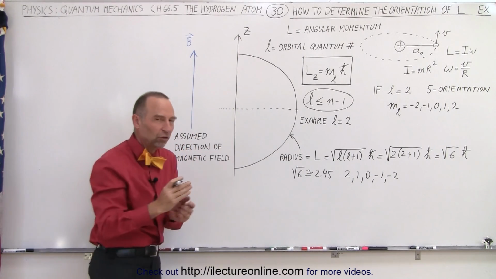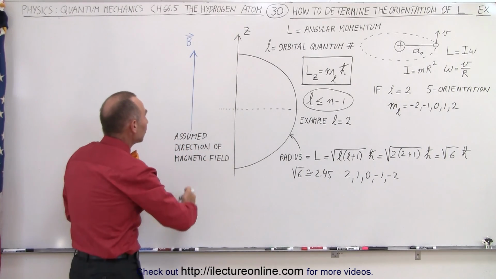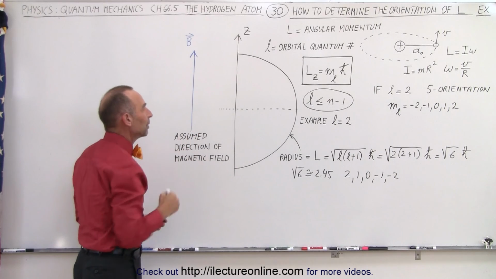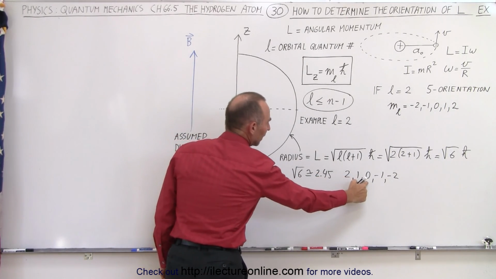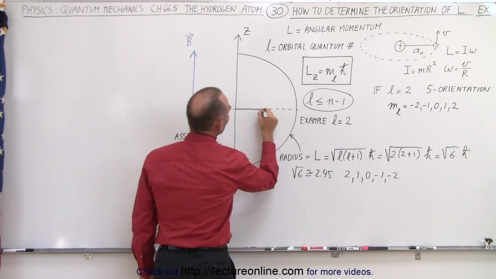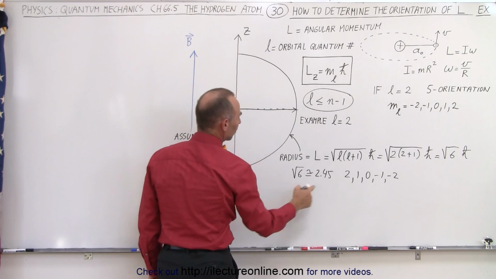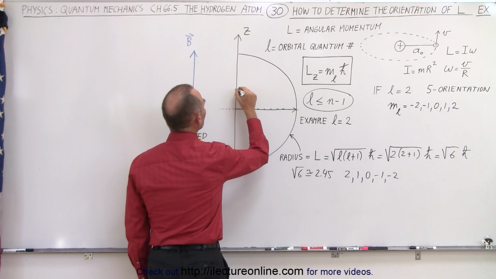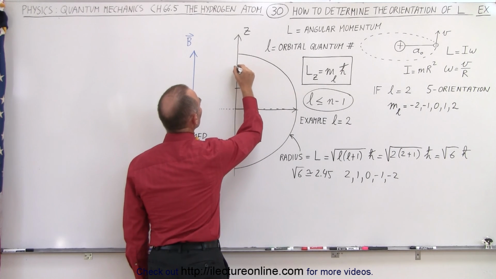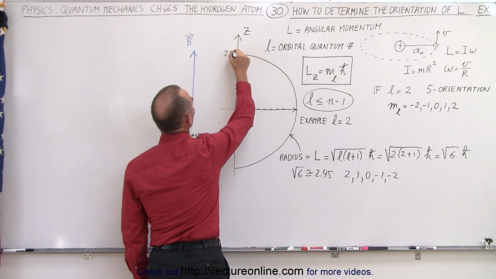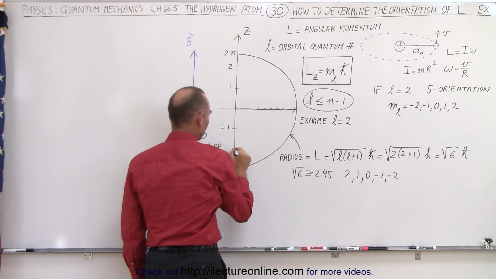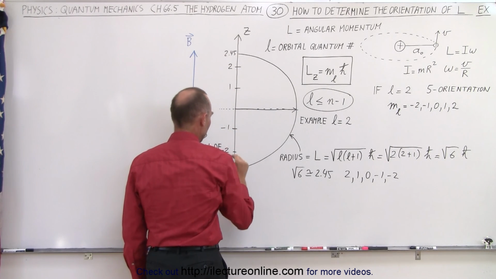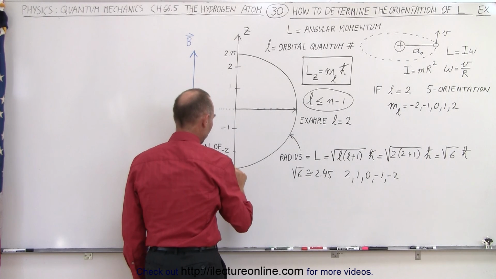The z-axis, of course, is a presumed direction that is in the same direction as the applied magnetic field, which means when it's 0, you're going to have an angular momentum in this direction. When it's equal to 1, so if this is equal to 1 right here, and that's equal to 2, and this is about 2.45, this is 2, this is 1, this here would be negative 1, this here would be negative 2, and that would be negative 2.45.